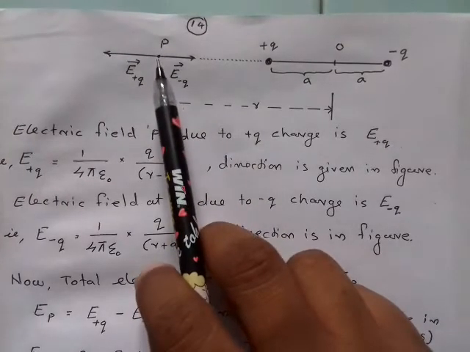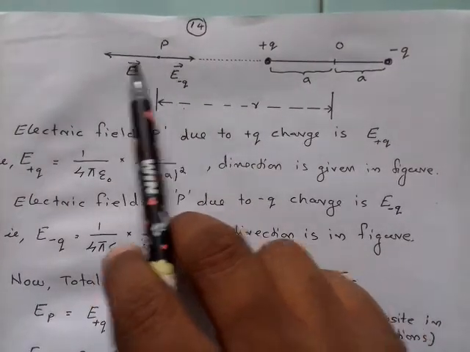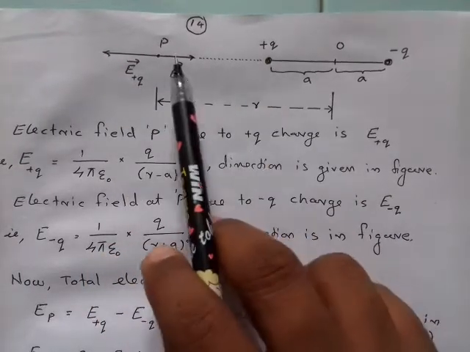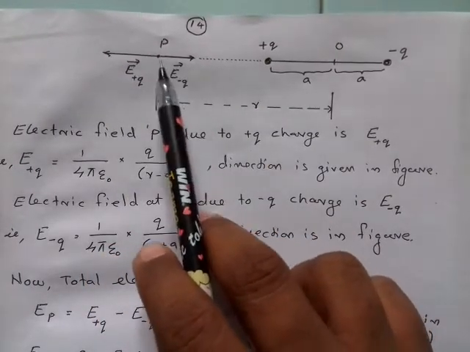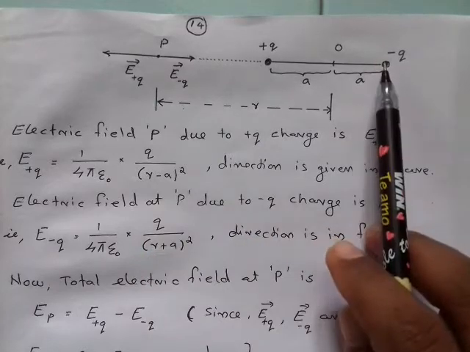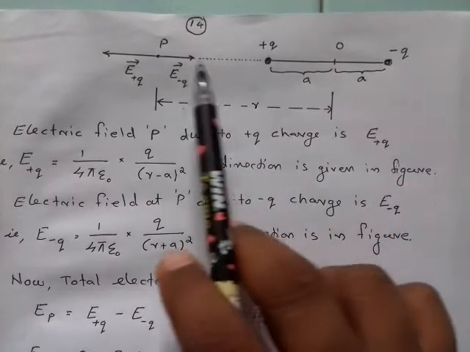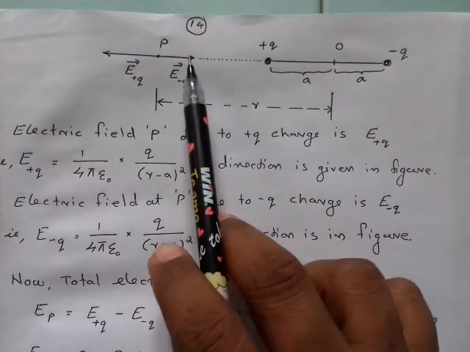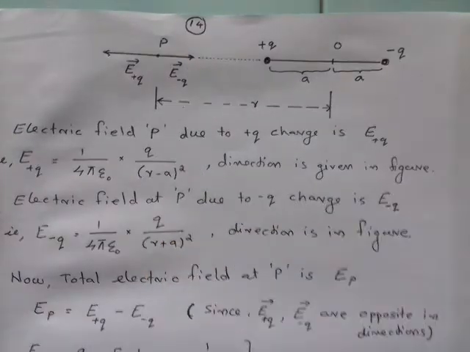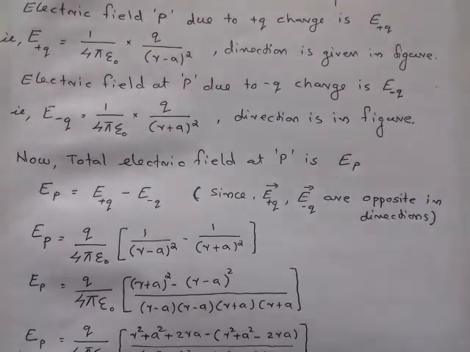And do you know why this electric field is more in length? Because plus Q is closer to P. And why is this one less in length? Because minus Q is comparatively at a larger distance. So less electric field is in this direction. Okay, so we'll go on.